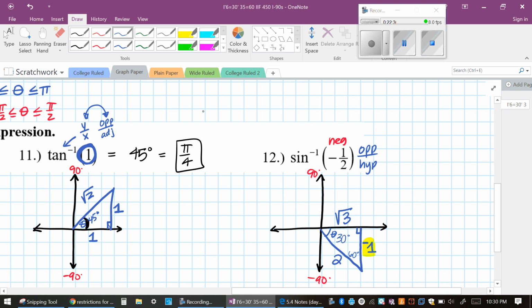That angle is 30 degrees, but sorry, it's negative 30 because we went down, right? In quadrant 4. Remember, you're restricted between negative 90 and positive 90. So negative 30 degrees would be negative pi over 6.